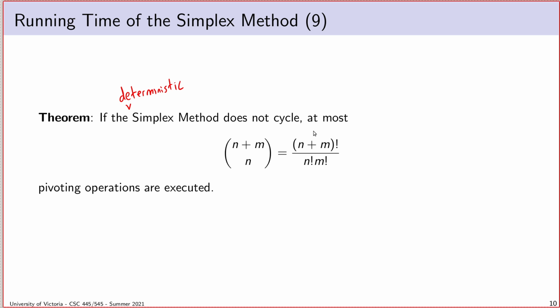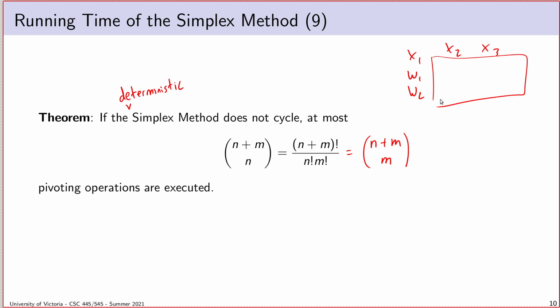And we saw in a previous lecture, the number of possible dictionaries is equal to n plus m choose n, or alternatively, n plus m choose m. And the reason is because once I've decided what my basic variables are, so if I've decided x1, w1, and w2 are the basic variables, and x2 and x3 are the non-basic variables, the rest of the dictionary is determined completely by that choice.